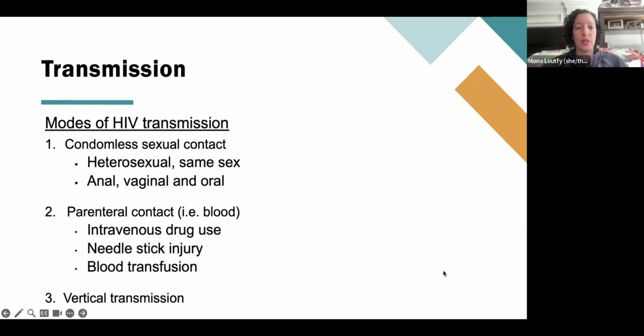These are the modes of transmission. Primary mode is through condomless sexual contact. That can be heterosexual, same sex, it's really just sexual contact without a condom. So you might know or not know, we don't use the term unprotected anymore. We don't say unprotected sex. We say condomless sex because sex can be protected by PrEP or PEP or other means.